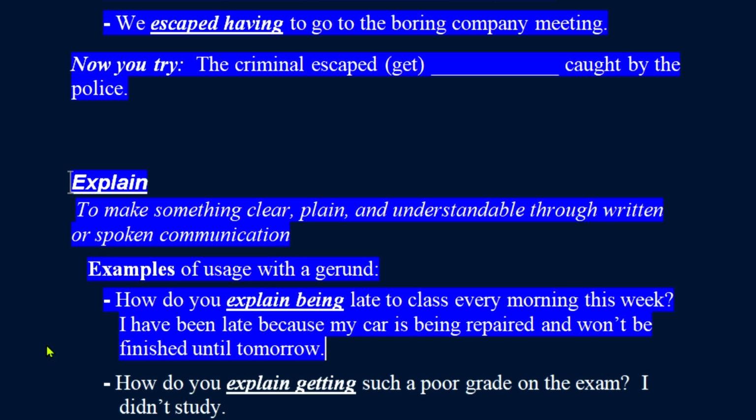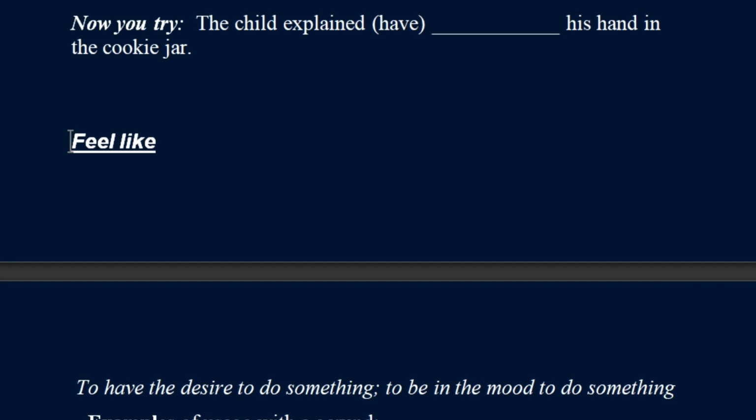How do you explain being late to class every morning this week? I have been late because my car is being repaired and won't be finished until tomorrow. Another example. How do you explain getting such poor grades on the exam? I didn't study. Now you try. The child explained have his hand in the cookie jar. The child explained having his hand in the cookie jar.